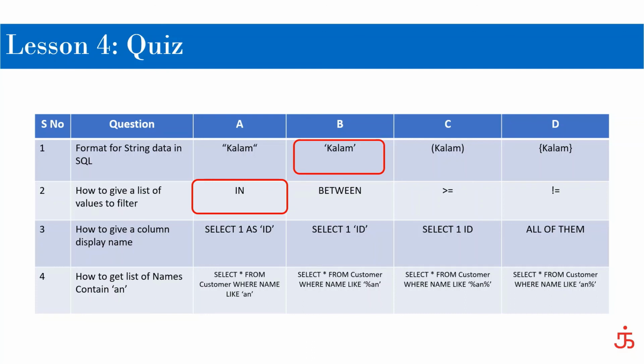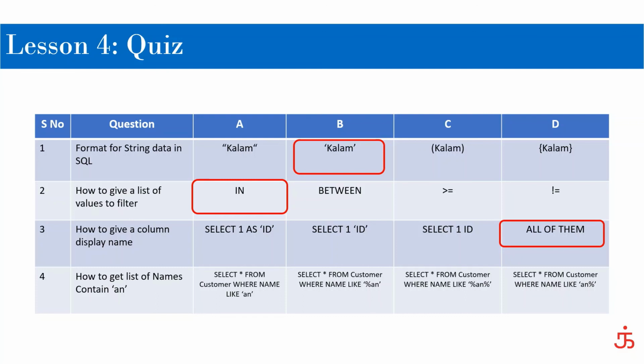And then how to give a column display name? Using AS followed by single quotes, or directly single quotes, or directly an alternate column name, or all of them. The answer is all of them, because it works with all 3 formats and provides an alternate name.